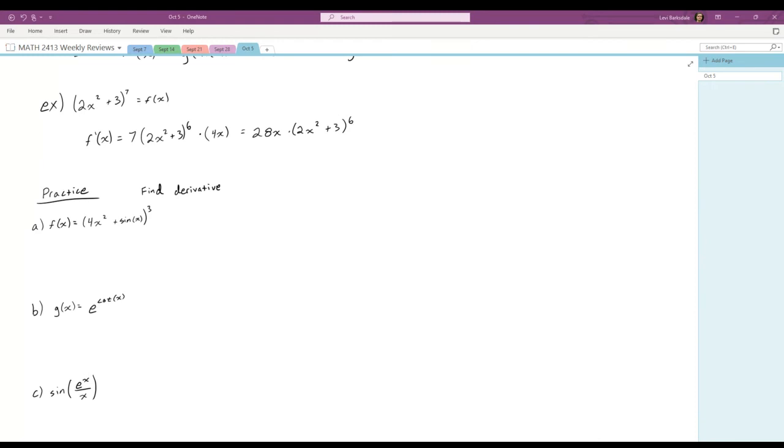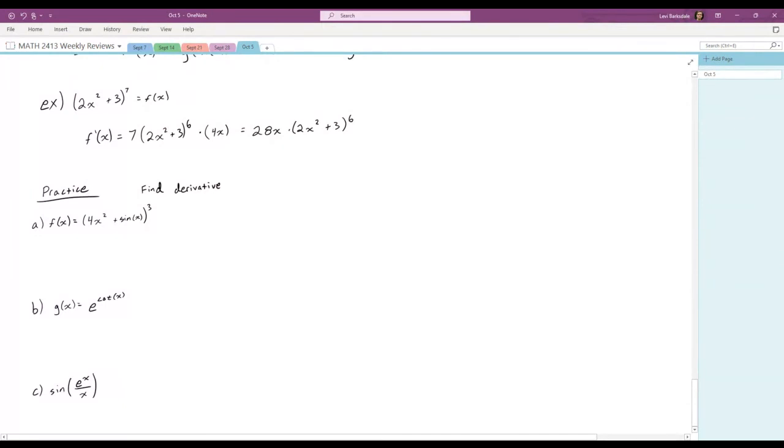Times 4x squared plus sine of x. All right. Okay, Fernando, looks like you're missing a squared. Let's go over part A. I'm guessing you probably just forgot to include it in your answer.